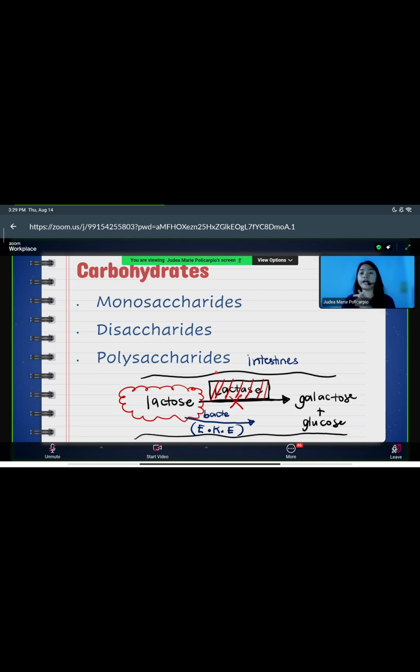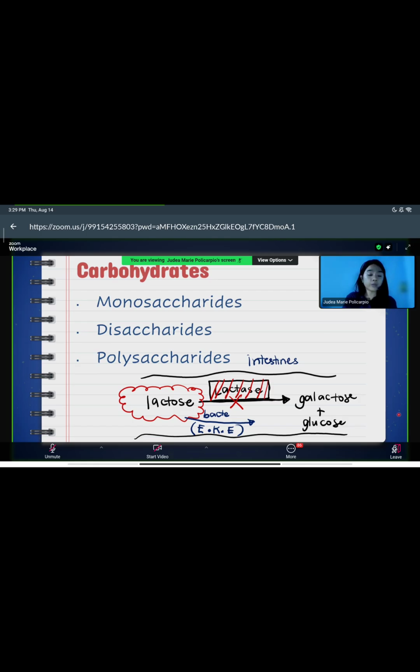So therefore ha, recall question. Sino daw pala yung sugar na kapag nag-accumulate sa intestine, pwedeng mag-cause ng gastrointestinal discomfort? Characteristic yan ni lactose. Okay, so that should be the important detail concerning the lactose natin.